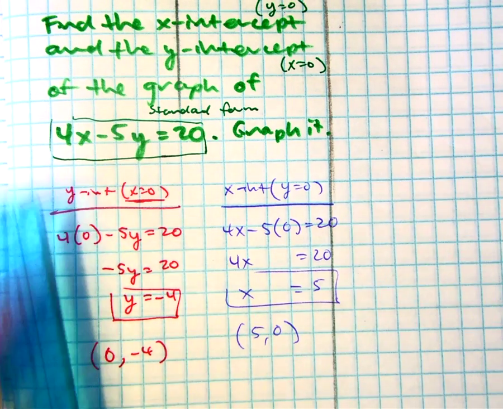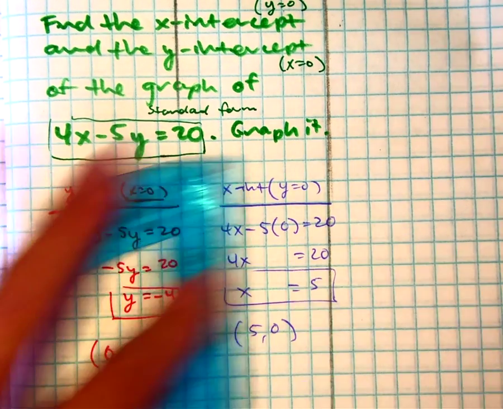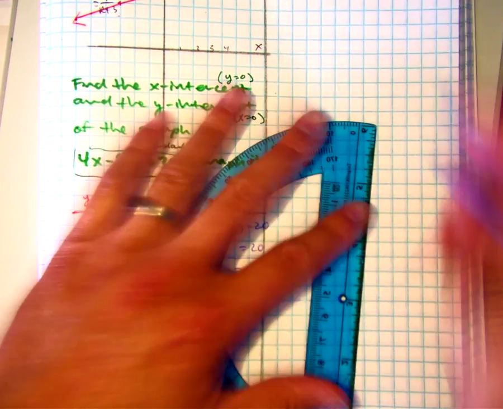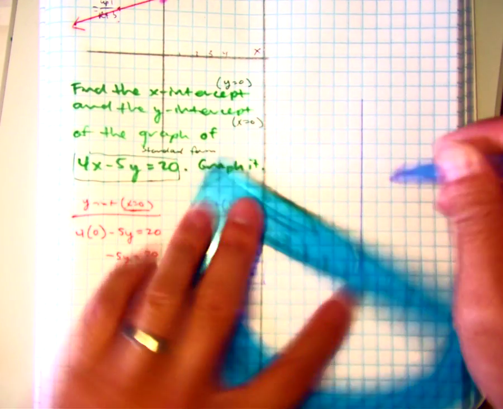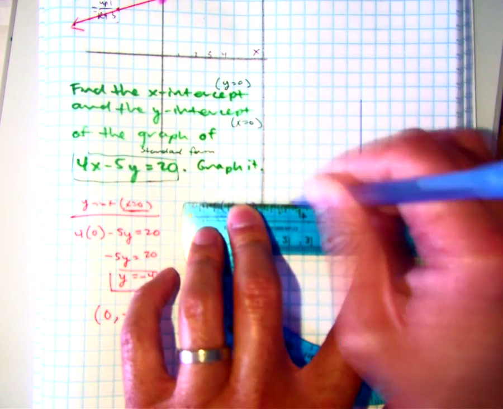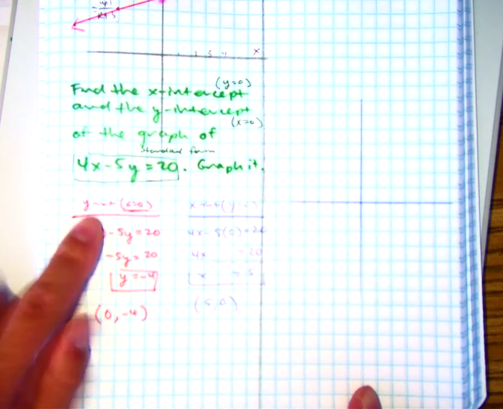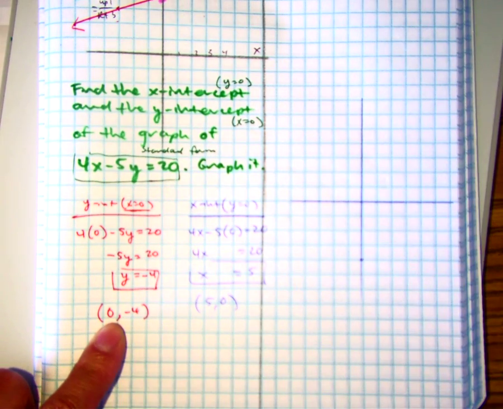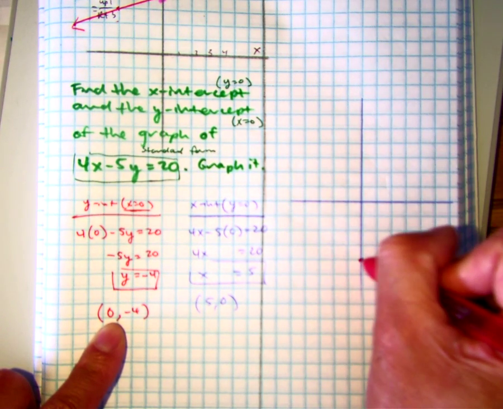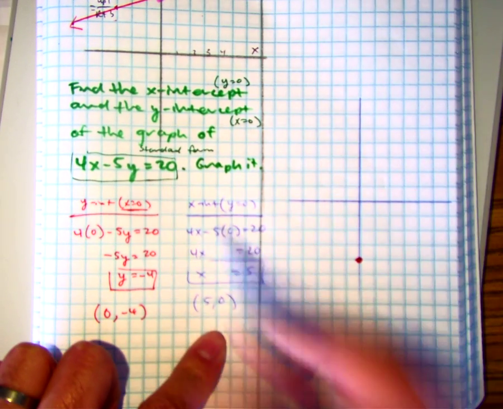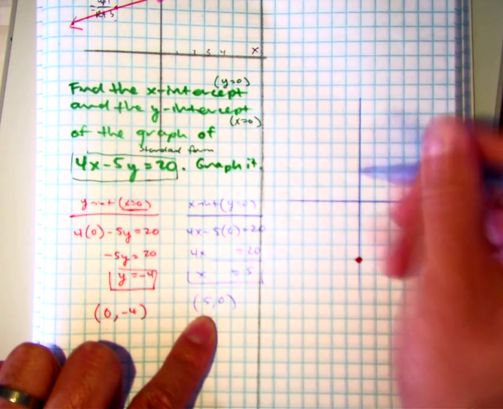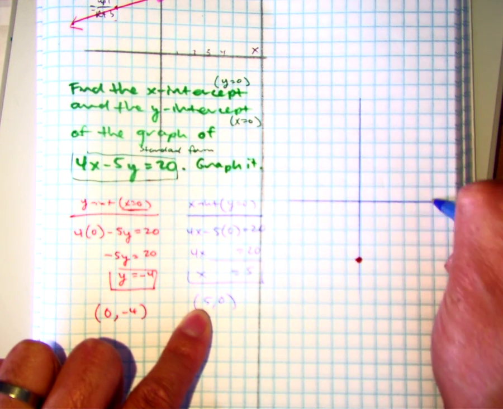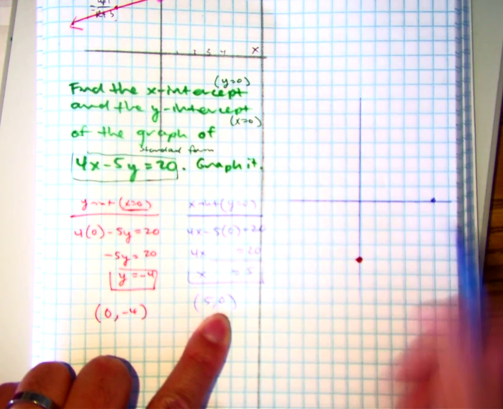Let's go ahead and graph this. I'll graph it over here. I have the y-intercept of 0, negative 4. Do that in red. My x-intercept, I have 5, 0. So that means right 5, comma 0. And that should make sense.